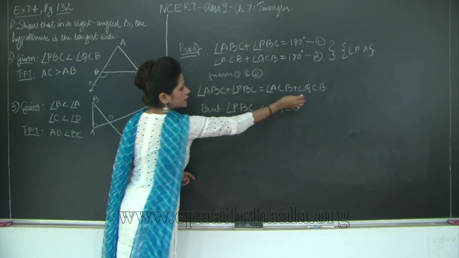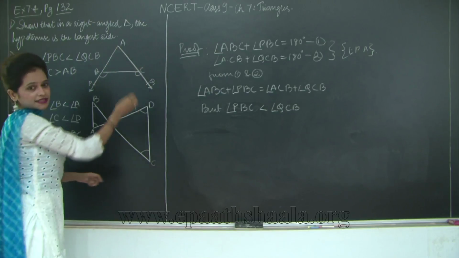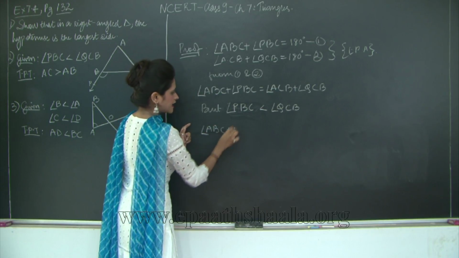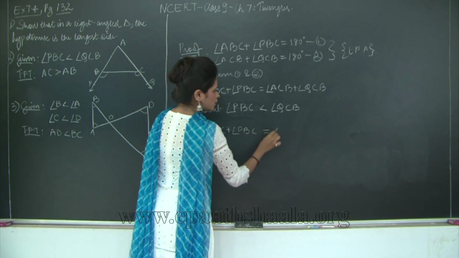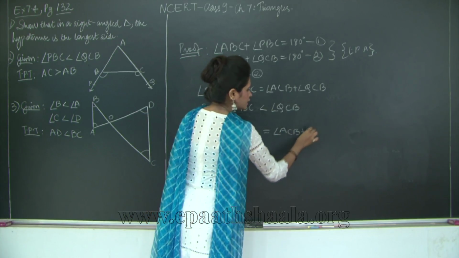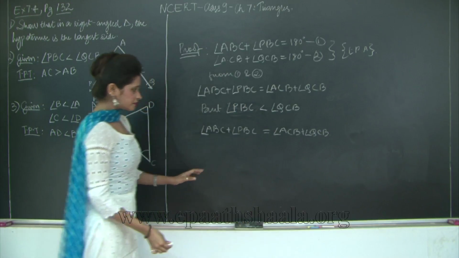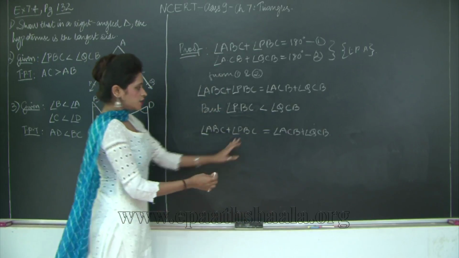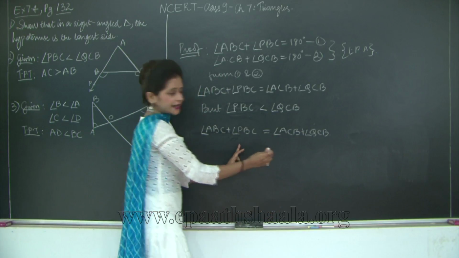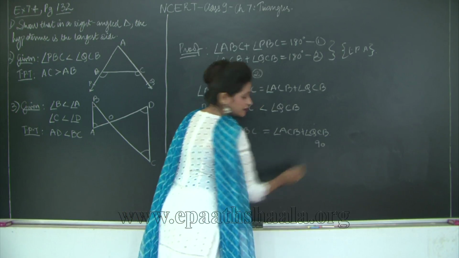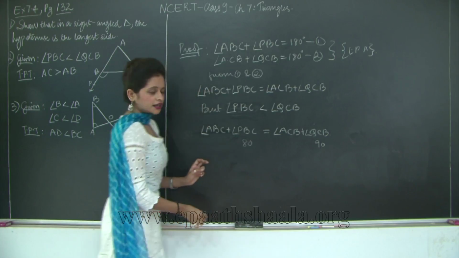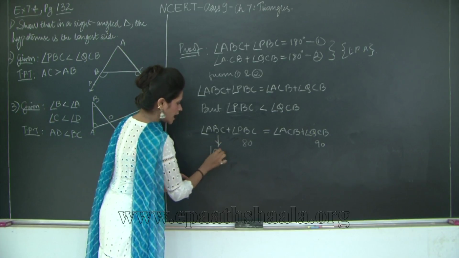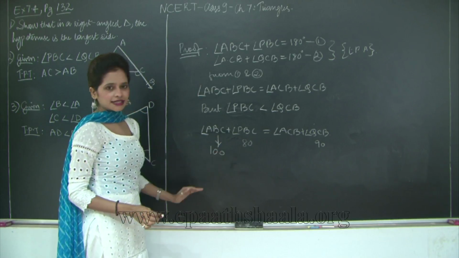Now to understand why, using PBC here and QCB here, why this angle is greater, ABC, let's see. I'll just rewrite this statement once again. ABC plus angle PBC is equal to angle ACB plus angle QCB. Correct? Now we know that this plus this is 180 degrees, this plus this is 180 degrees. So now we have QCB as the greater angle, right? So let's say suppose this is 90 and this is 80. Correct? Now this plus this has to be how much? 180 degrees. So obviously this angle will become 100 because it's 100 plus 80, 180 degrees.